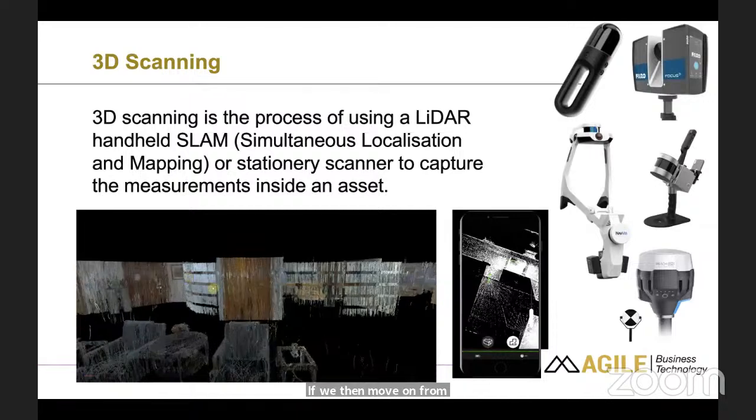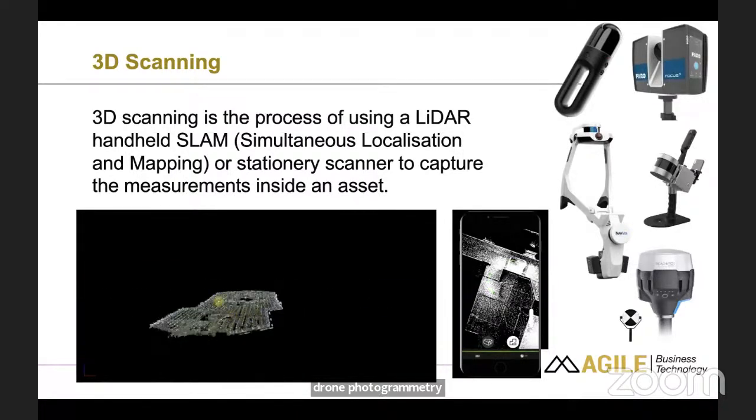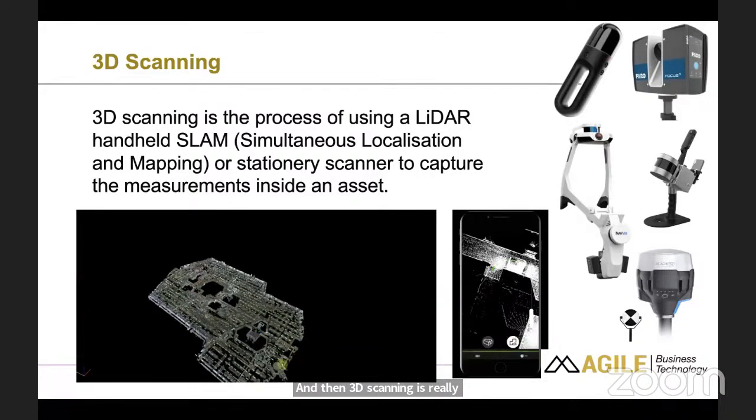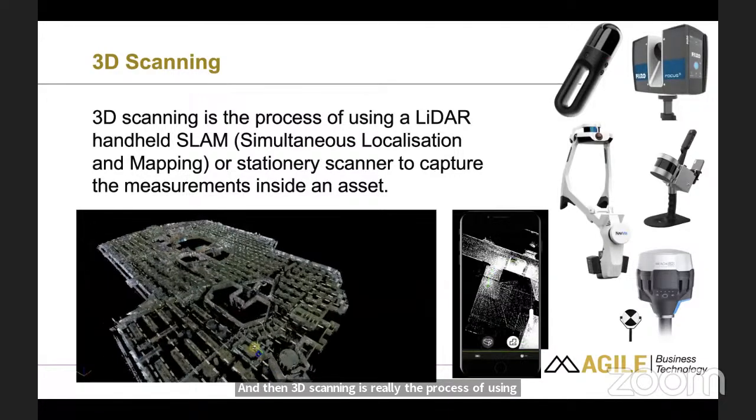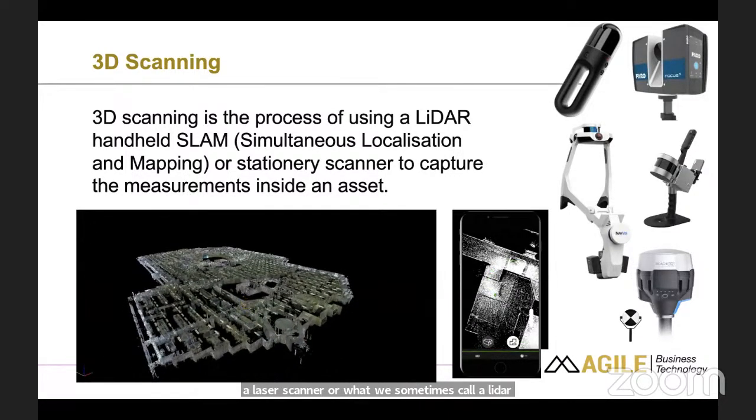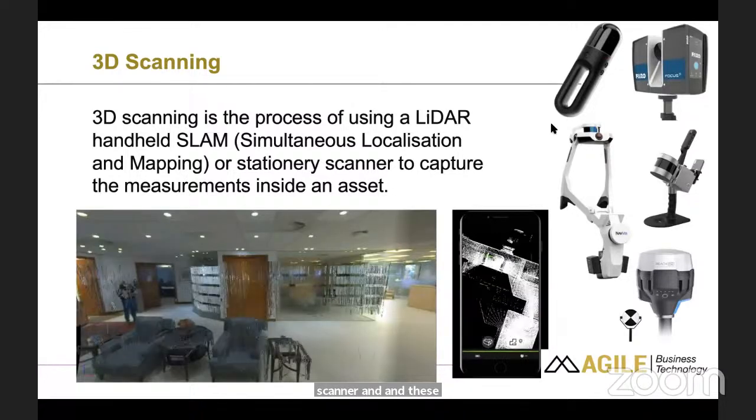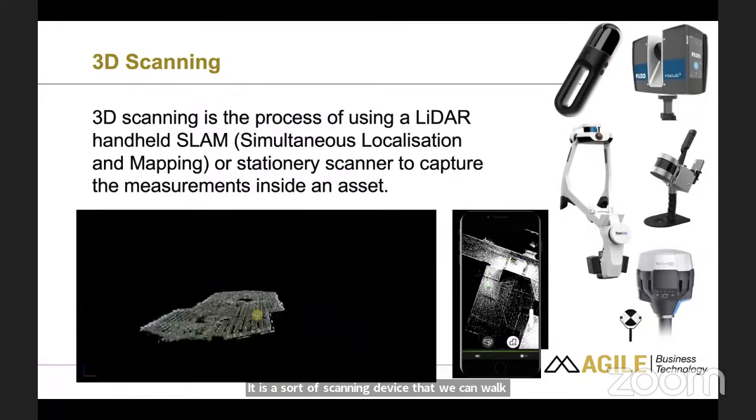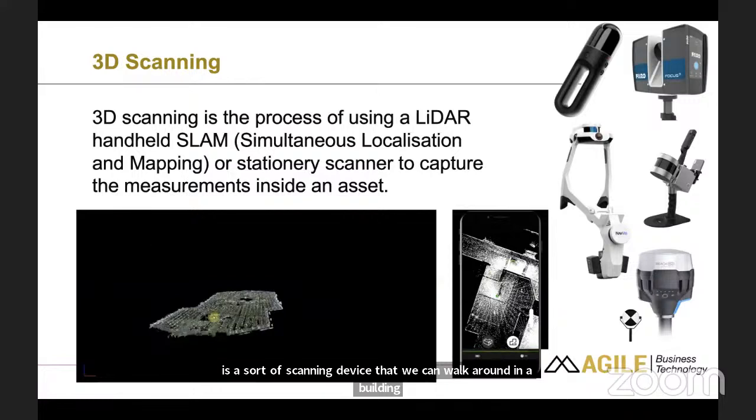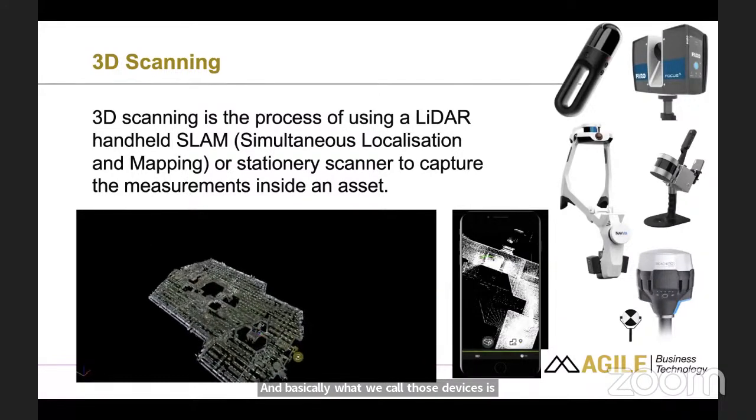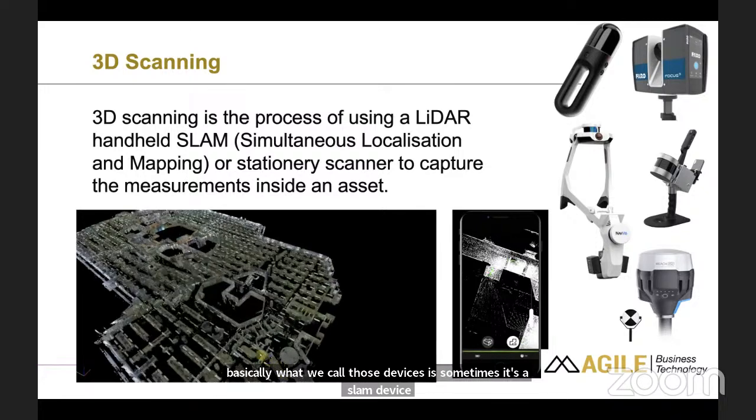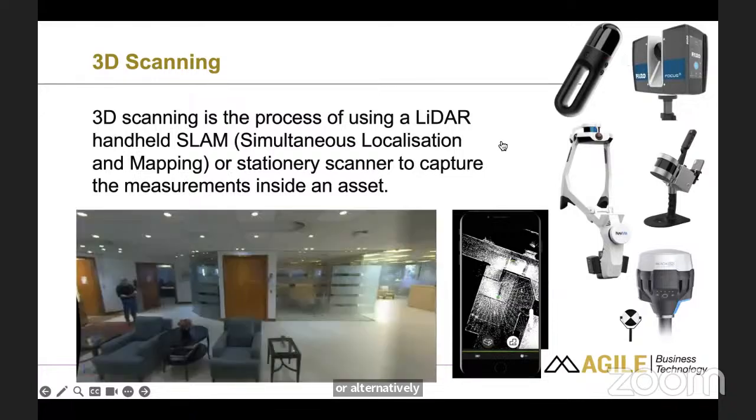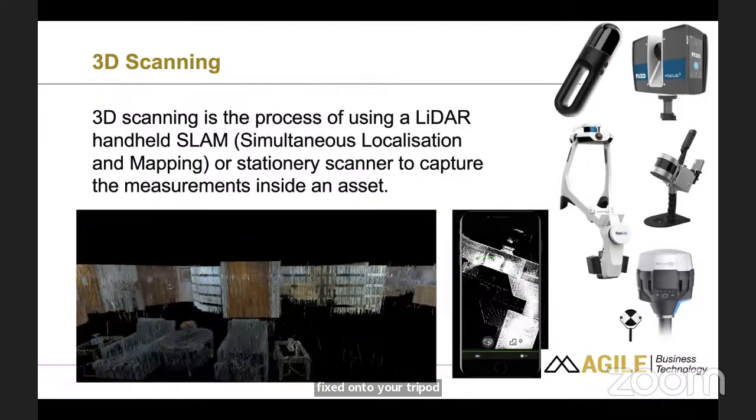If we move on from drone photogrammetry, another category of reality capture is 3D scanning. 3D scanning is the process of using a laser scanner, or what we sometimes call a LiDAR scanner. These could either be handheld devices, as we see there on the right, a scanning device that we can walk around a building with, which is sometimes called a SLAM device. SLAM stands for simultaneous location and mapping. Alternatively, we can have a scanner fixed onto a tripod in a building that is used to scan the environment.